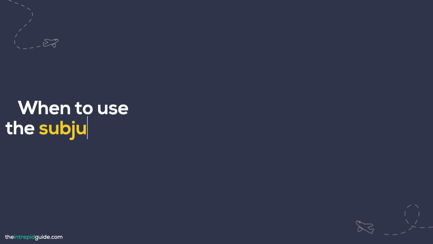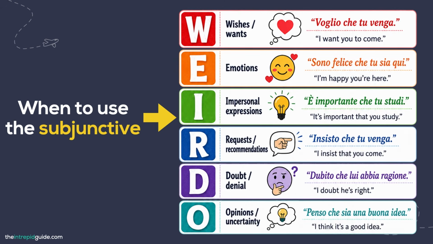Every letter of weirdo represents when you need to use the subjunctive. W for wishes and wants. E for emotions. I for impersonal expressions. R for requests and recommendations. D for doubt or denial. And O for opinions and uncertainty.